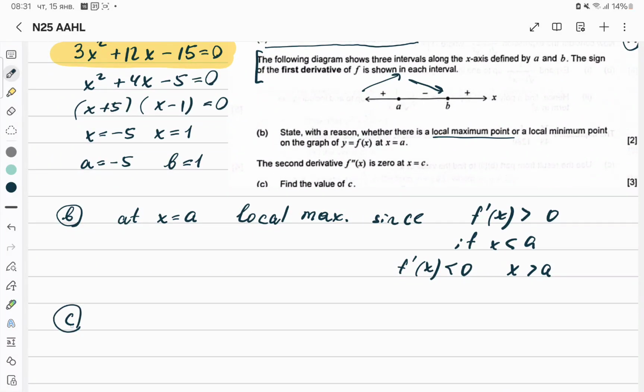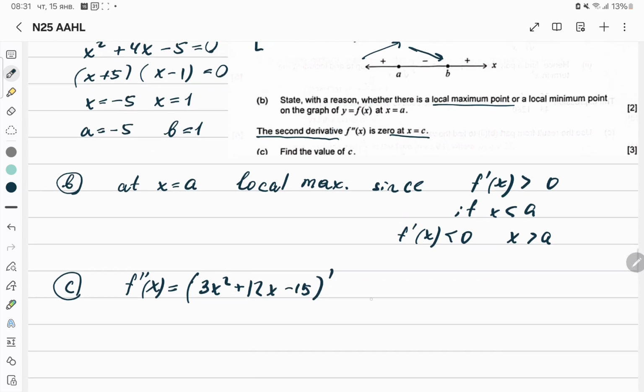Now let's turn to part c. The second derivative, f double dash of x, is 0 at x equals c. Find the value of c. First of all, we have to find the derivative of the derivative, right? So the derivative of 3x squared plus 12x minus 15 is 6x plus 12. And now solving this equation, we can deduce that the value of x is equal to negative 2. So the value of c is negative 2.